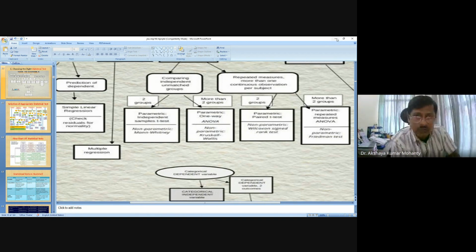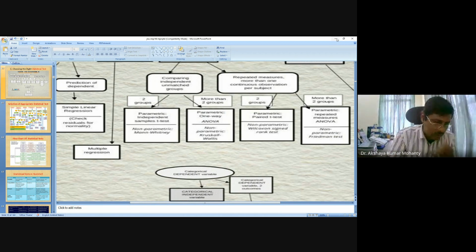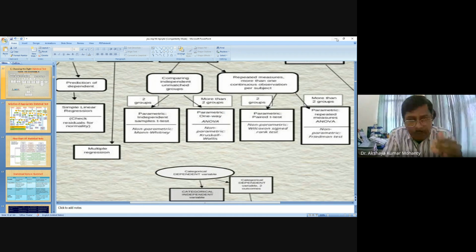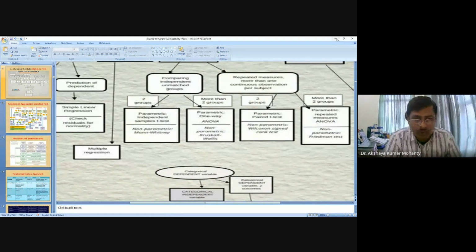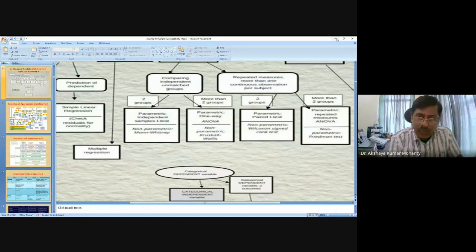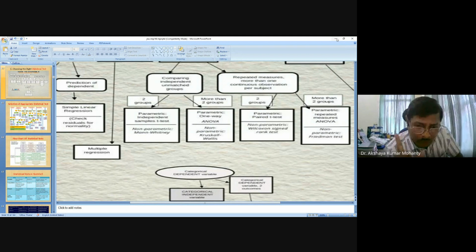Anyhow, now I am coming to the point of the odds ratio. Probability of success, how much? Probability of failure, how much? Now, if you sum the probability of success and the probability of failure, it should be 1. It should be 1.